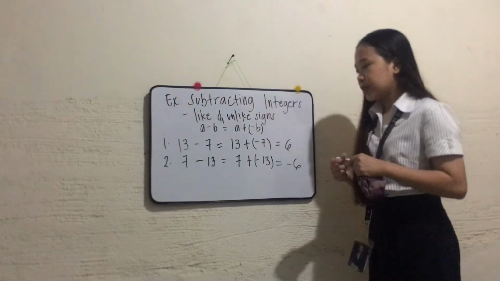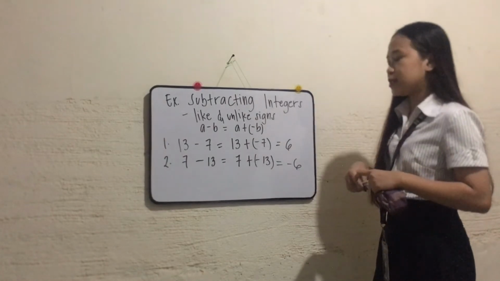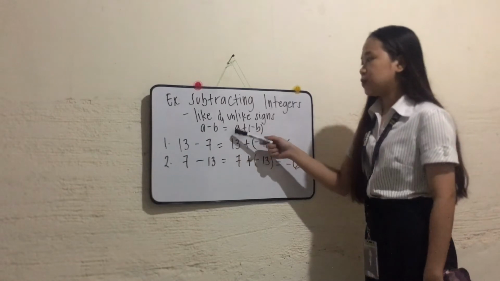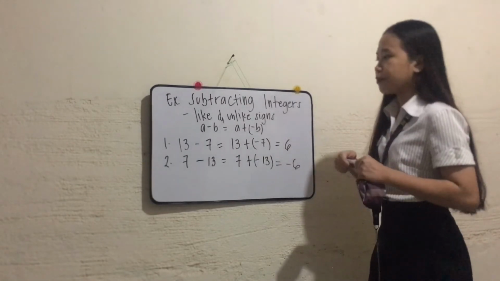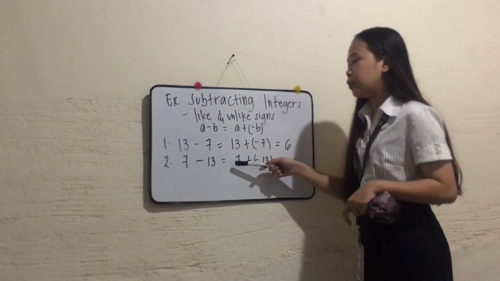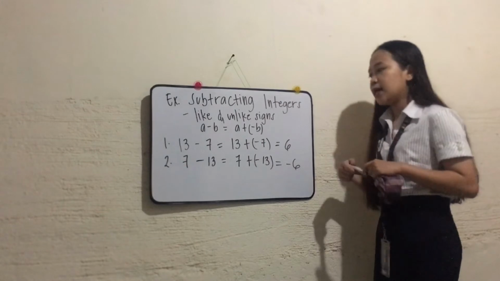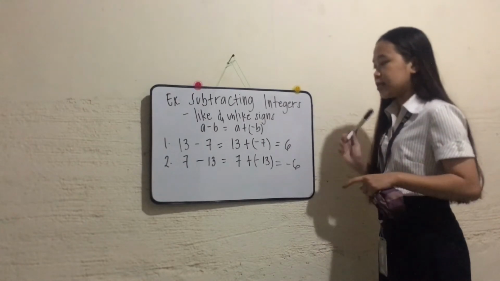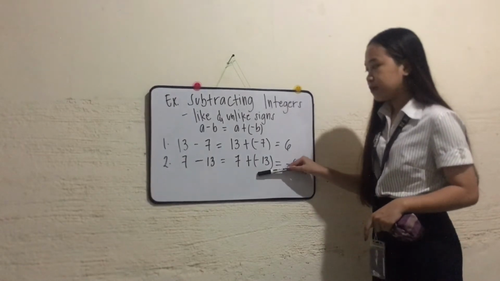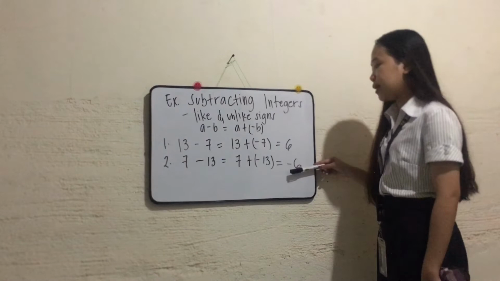Okay. So now let's have example number 2. Again, we use the formula which is a minus b is equal to a plus negative b. So in here, 7 minus 13 is equal to 7 plus negative 13 is equal to negative 6. Again, we use the sign of the larger number. In here, we have negative 13. So the answer will be negative.